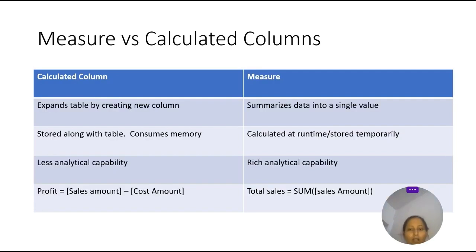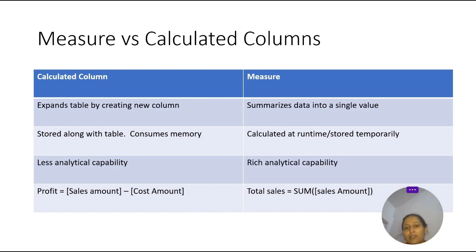First, I want to make clear the topic: what is a measure and what is a calculated column. What is the difference between them? So, what is a calculated column? It expands the table by creating a new column. If you calculate a new value from existing values in a table, that is known as a calculated column.